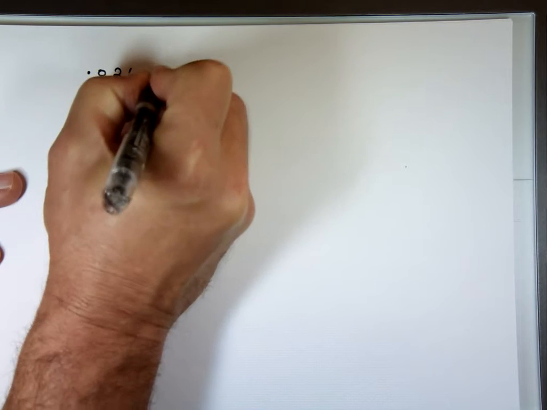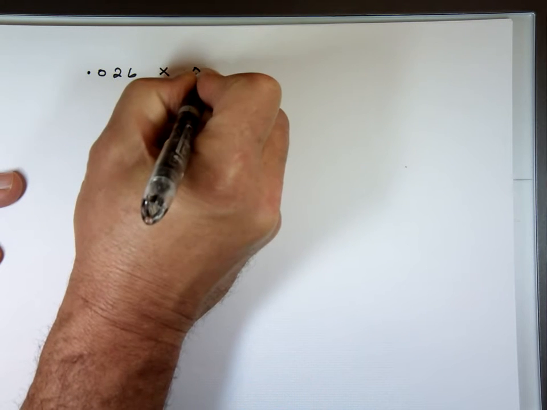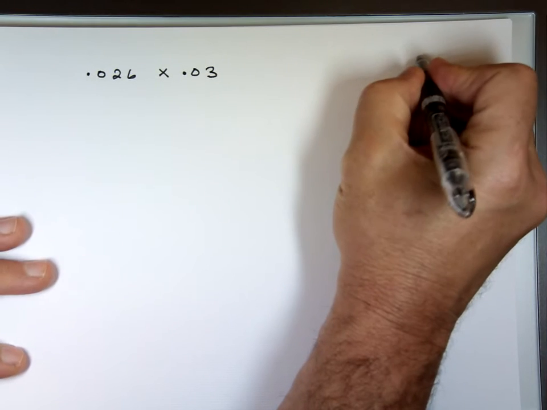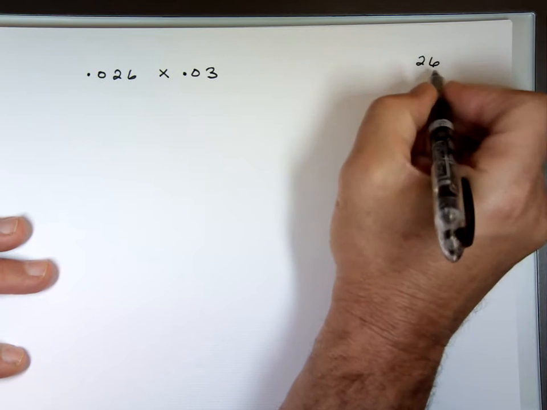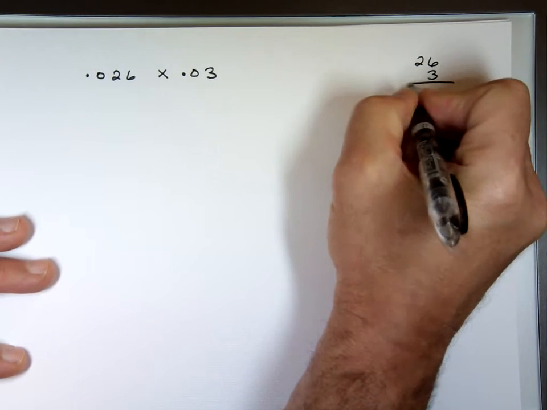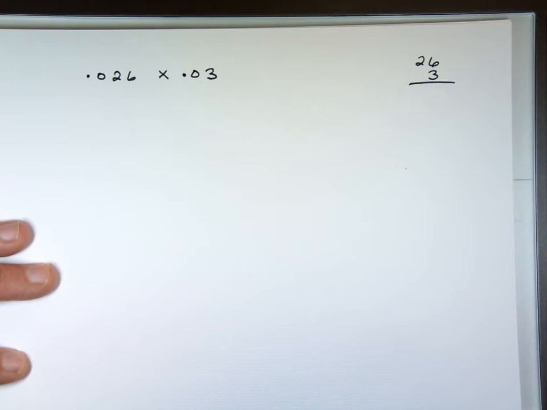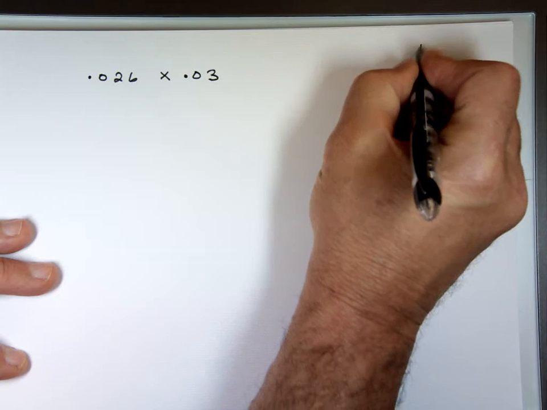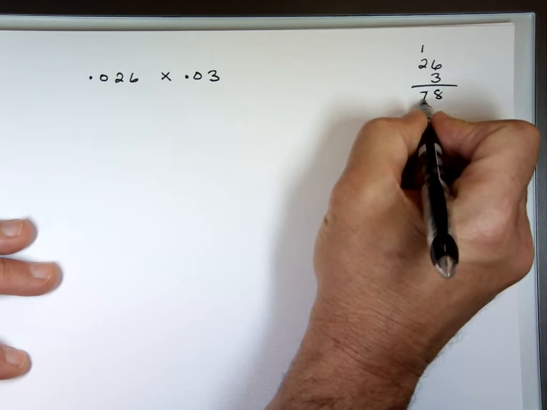Okay, let's add some smaller numbers. Let's say I want to multiply 0.26 times 0.03. Without the decimal point, that's 26 times what? 3. 3 times 6, 18. 8, carry 1. 3 times 2 is 6 and 1, 7.